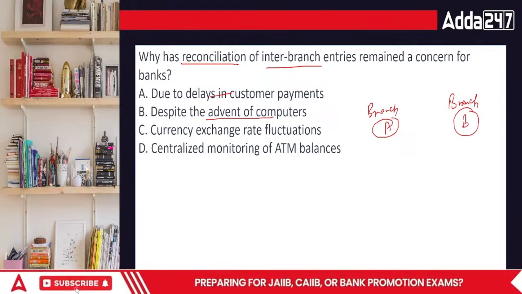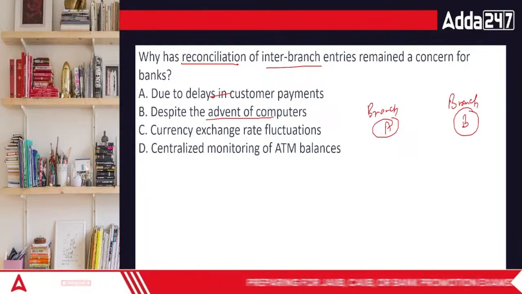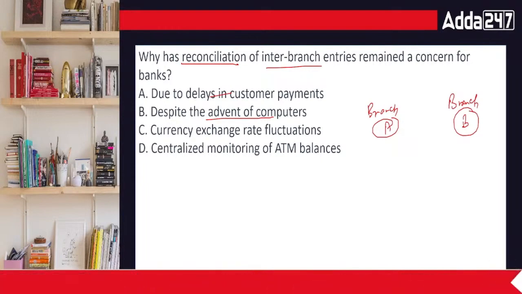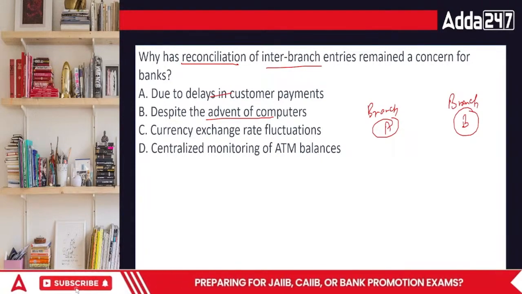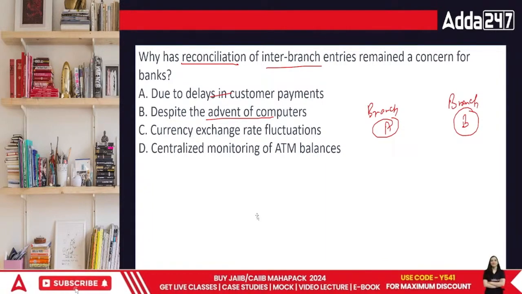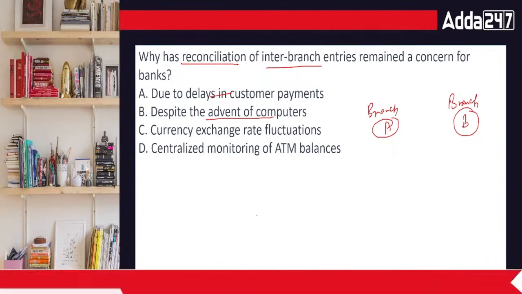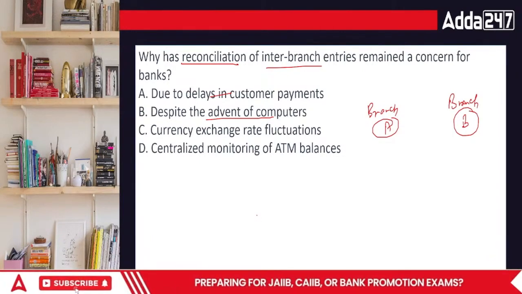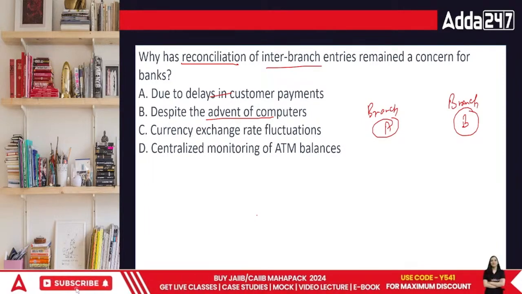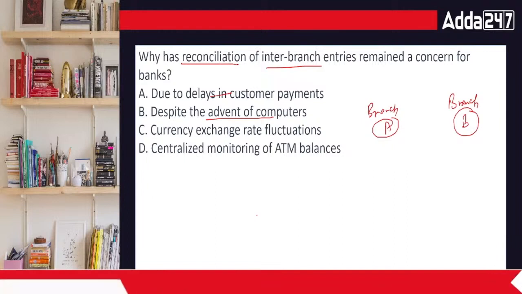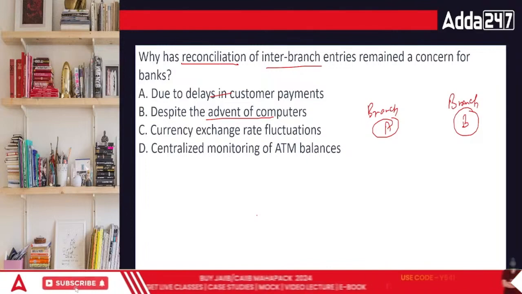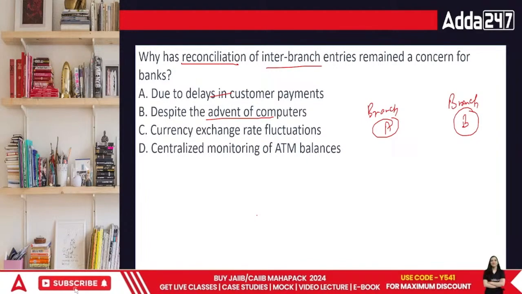Okay, audible now? So in this case, what are we talking about? Why has reconciliation of inter-branch entries remained a concern for the banks? See, inter-branch means we are having two separate branches of the same bank, right? So the branches have to be synchronized in such a way that the information is consistent. For example, my home branch is somewhere else and I am taking out money from a different branch. When we are doing such a thing, why has this reconciliation remained a concern? Why is it such a big concern?